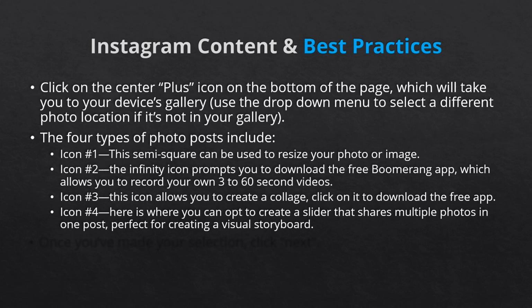Icon 4 is where you can opt to create a slider that shares multiple photos in one post. Perfect for creating a visual storyboard. You can add up to 10 photos or videos to each post, however, 1 is sufficient. Once you've selected the appropriate icon above, or if you just want to create a standard post, click on Next in the upper right-hand corner. Next up, filtering your image.